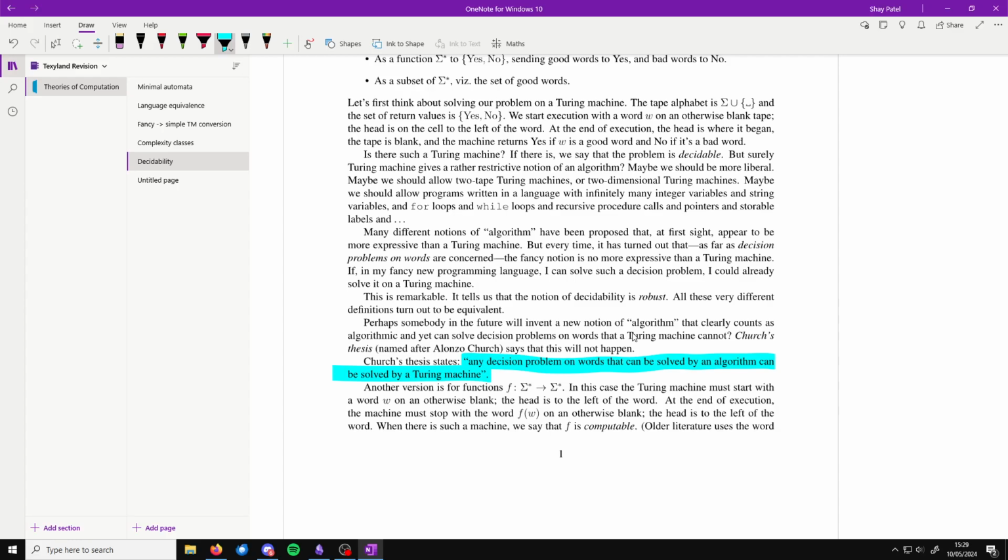Another version is for functions. In this case, the Turing machine would start with a word, and it would stop with the word f of w on that blank. So we might not just think about decision problems, we might also think about functions which map a word to another word. So we can either have sigma star going to yes or no, or we can have sigma star mapping to another sigma star. So this would be a decision problem, and this would be a function. And these can all either be decidable or undecidable.